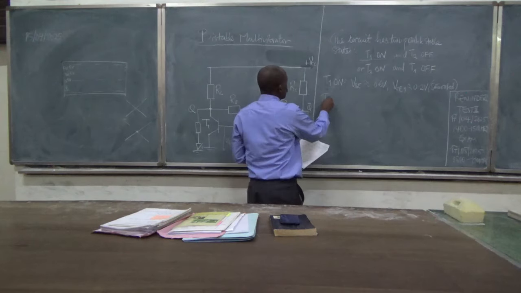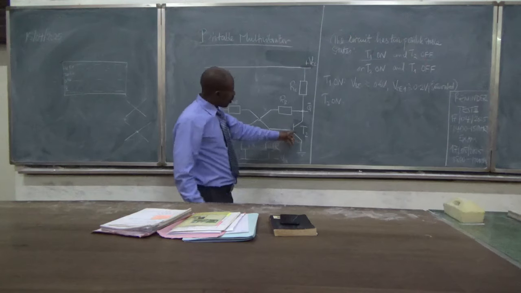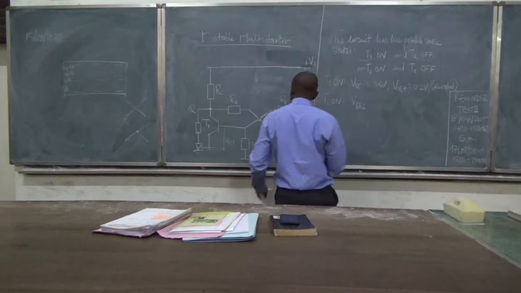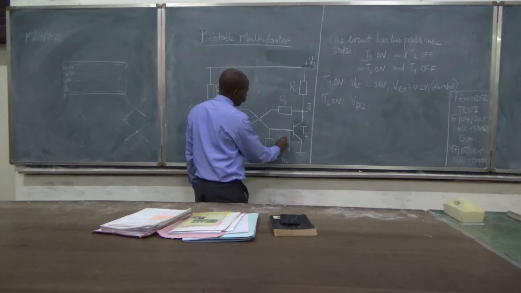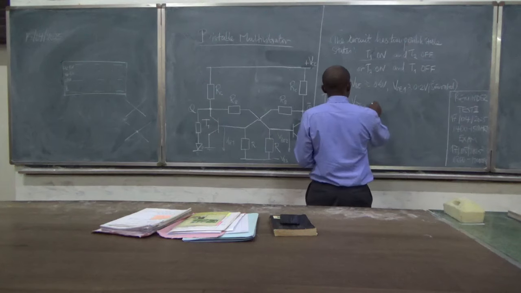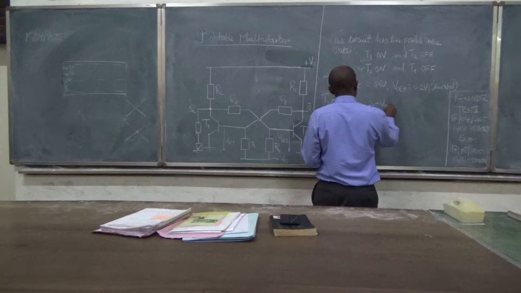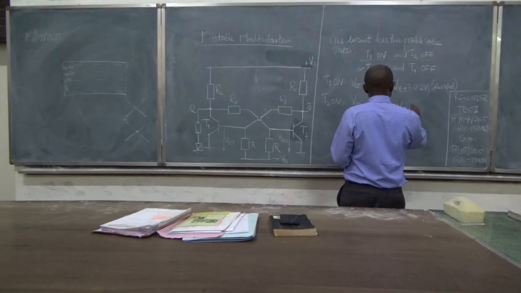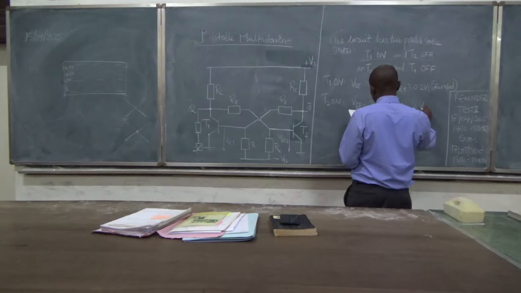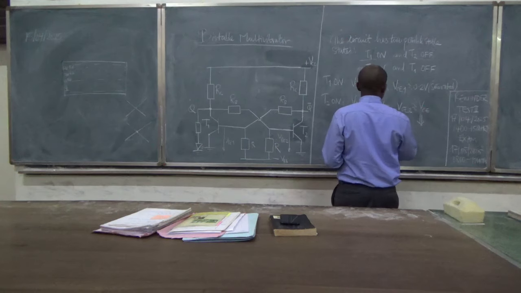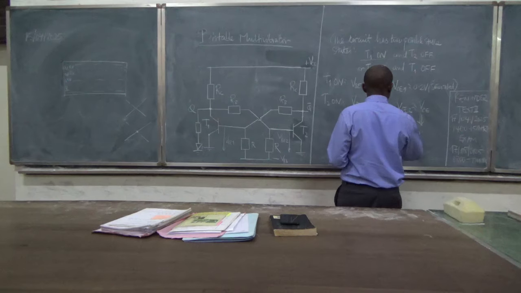How about T2? How does T2 be on? T2 is on when the VBE2, this VBE2 here, is approximately equal to minus VBB, and then VCE2 is approximately equal to VCE, and this implies that you have Q being low, and then you have Q bar being high.